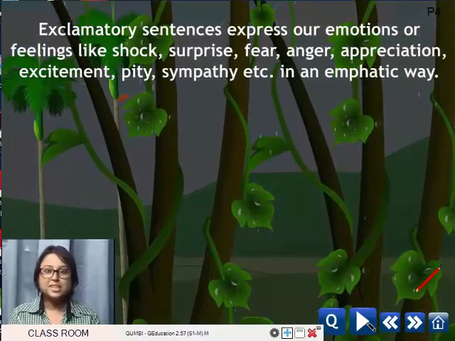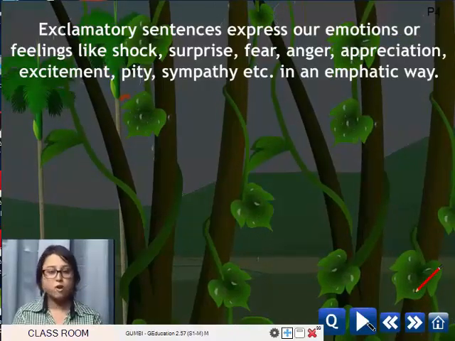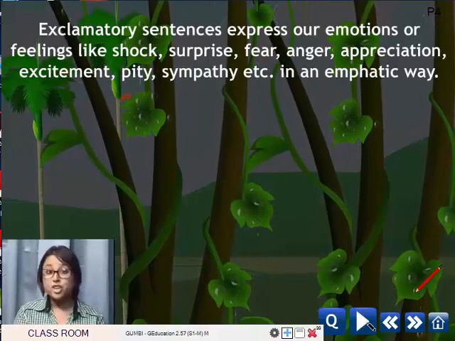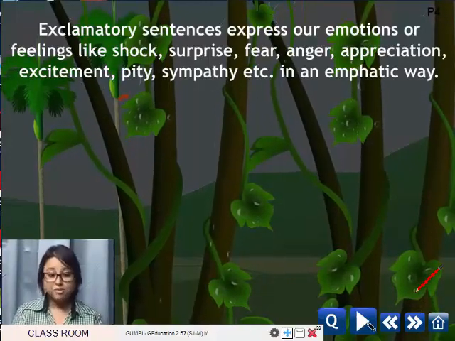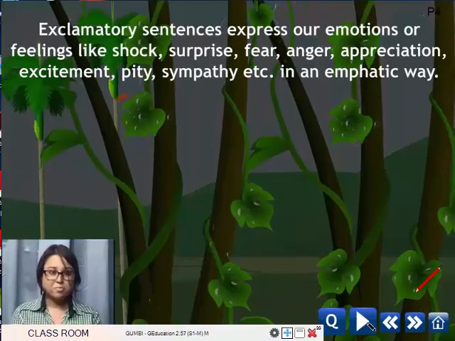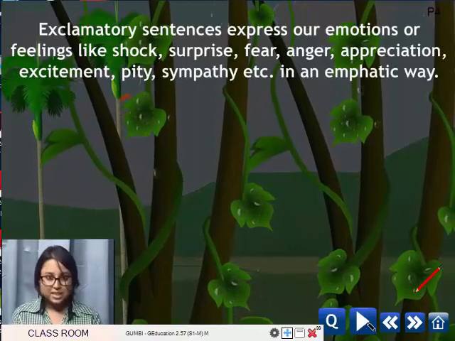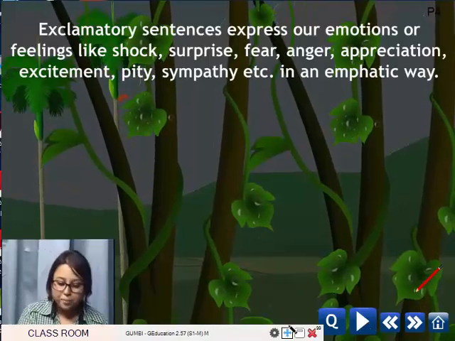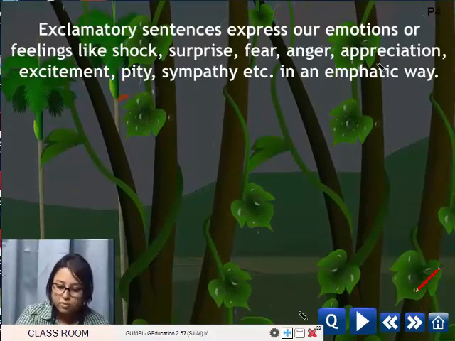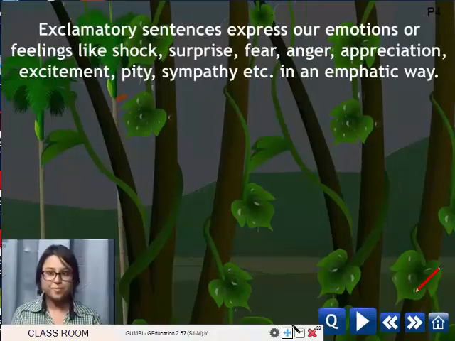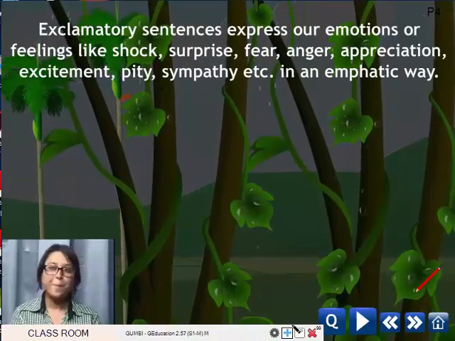Exclamatory sentences express our emotions or feelings. Feelings like shock, surprise, fear, anger, appreciation, excitement, pity, sympathy, in an emphatic way. To express powerful feelings or emotions, we use exclamatory sentences. Are you able to follow?